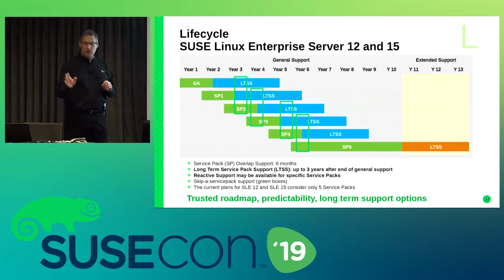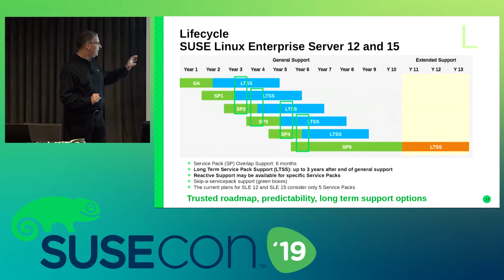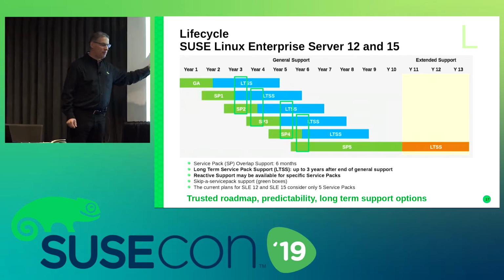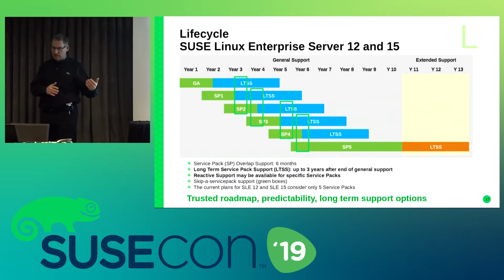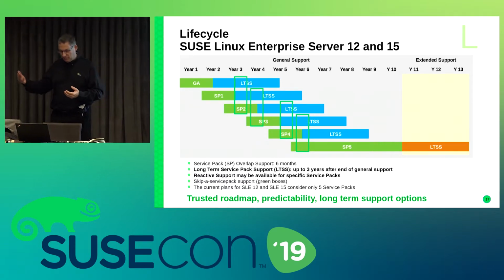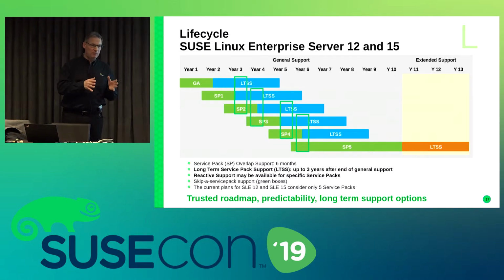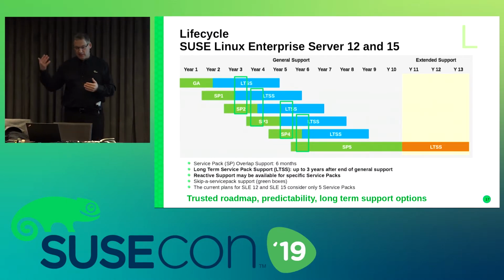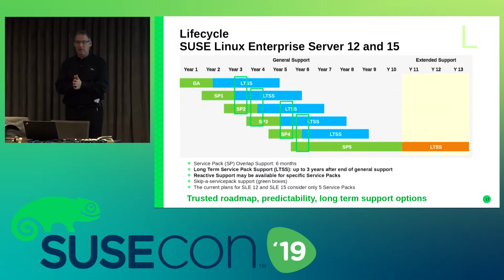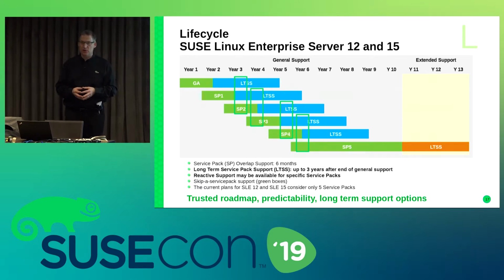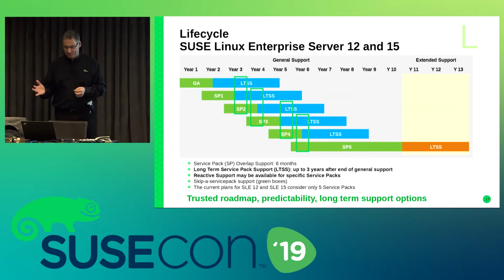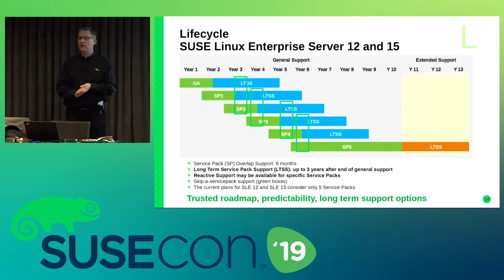Regarding predictability, one important addition: we really plan service packs every year. You have seen that in the last years. 12 always came out at the end of the year. 15 so far came out in the middle of the year. Next year will be the first one where we only will have 15, but the current plan is also to deliver this in the middle of the year. Questions on the life cycle?